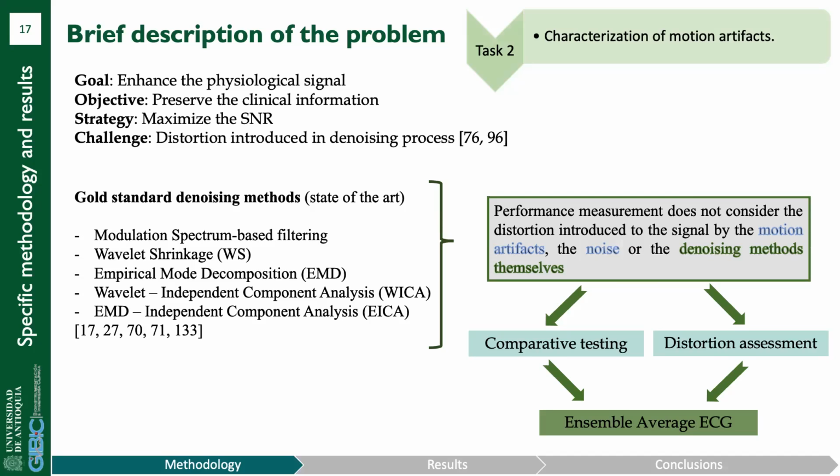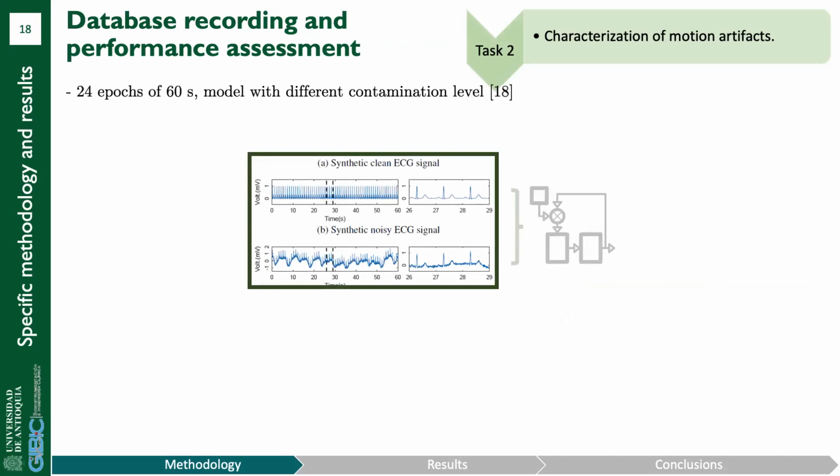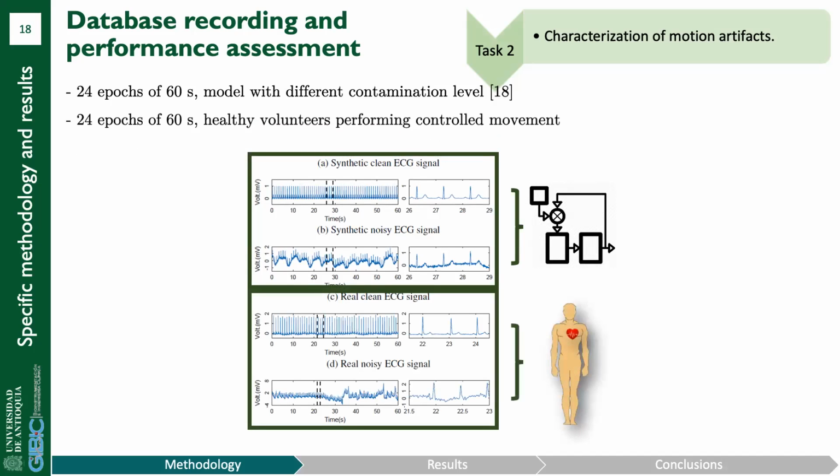After this study, we obtain a methodology that we call ensemble average ECG. The database used for this first study was composed of 24 epochs of 60 seconds of signals provided by a synthetic model. This is because it is the methodology that is used in the state of the art: test the denoising methods with a synthetic signal. But also we use 24 epochs from healthy volunteers and try to test the denoising methods with those signals.